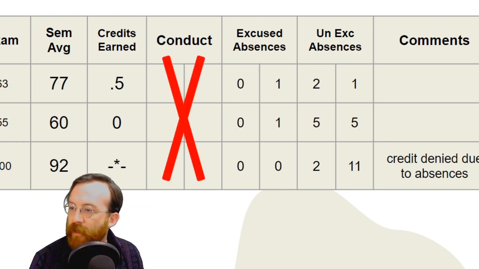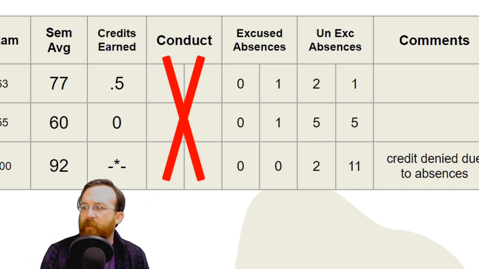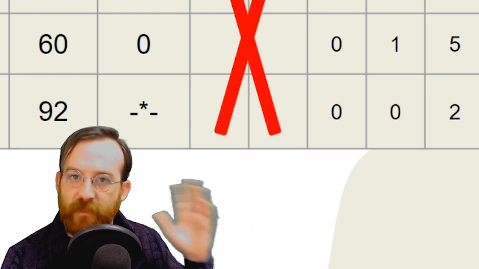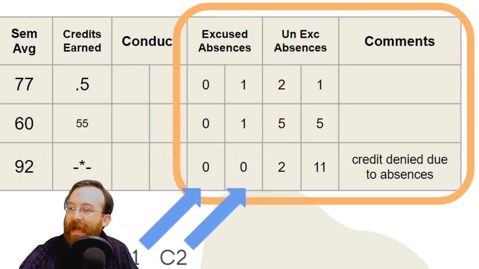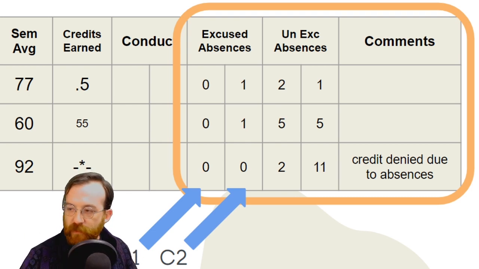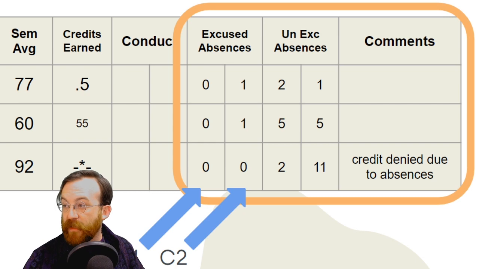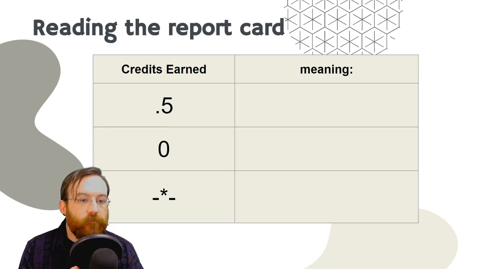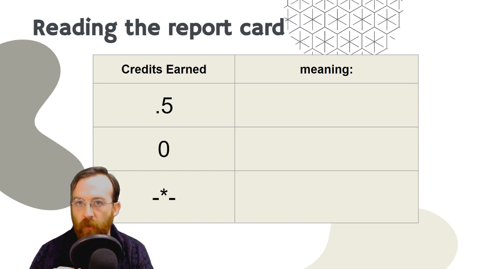Don't worry about the conduct section. I don't think there's very much in there, if at all. You should always worry about your conduct, but don't worry about this section for now. And then you've got your absence count, your excused absences and your unexcused absences for the cycle 1 and cycle 2. And then most of the comments should be blank, but there might be this message right here, credit denied due to absences. So let me make sure you know what each of these mean under the credits earned column.